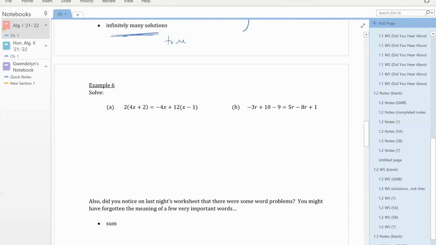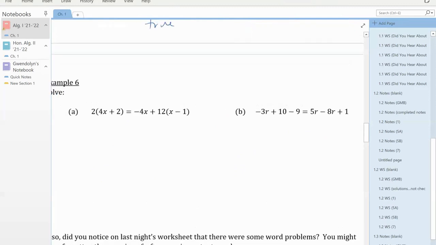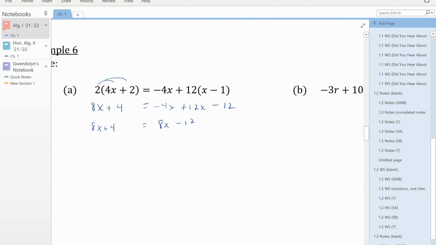Let's go through here and try some more. They're just a little bit longer. I'm going to distribute the 2 over here. Distribute the 12 right there. 8x plus 4, that's as good as the left side looks. -4x plus 12, that's 8x minus 12. Now, like I said, try to get your variables on one side, numbers on the other, constants on the other.